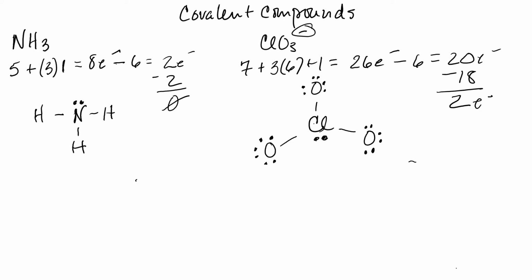Now, this is a polyatomic ion. It has a charge on it. When we draw the Lewis structures of polyatomic ions, we need to place brackets around them, and this goes for positive polyatomics as well as negatives, with the charge outside.